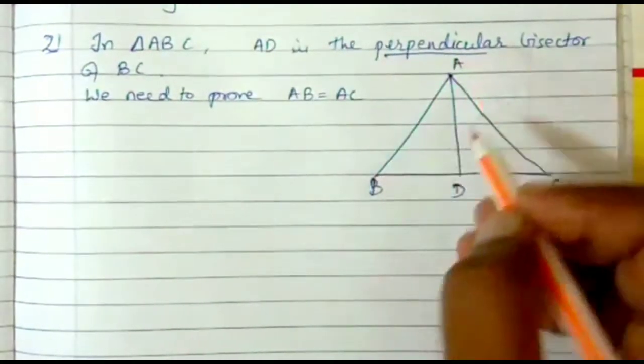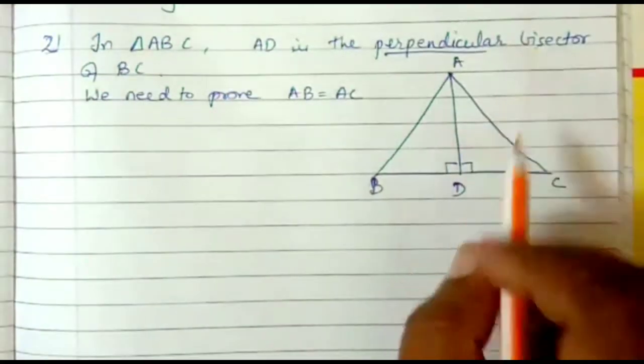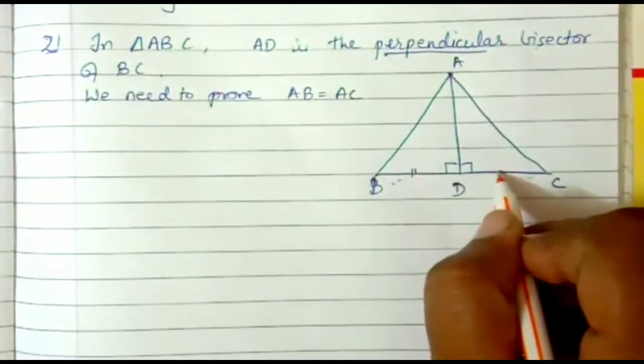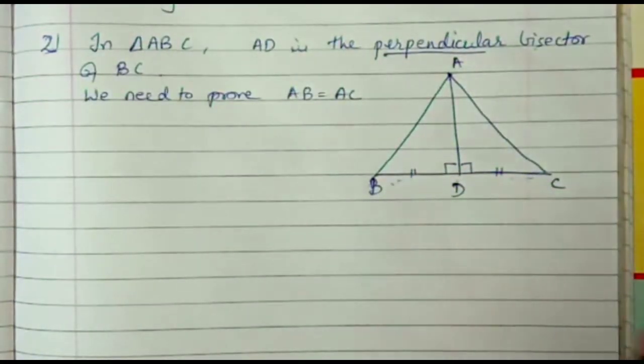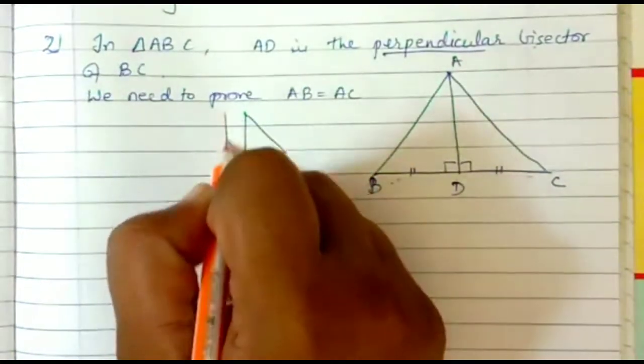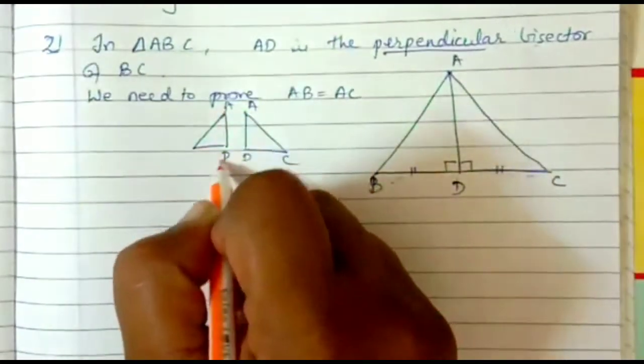Perpendicular means D will make a right angle on both the sides, and bisector means D also will be the midpoint of the line segment BC. That means BD and DC will be equal in measure. Now, the same two triangles, if you see in a different way, I am making in this way. This is triangle ADC and this one is triangle ADB.